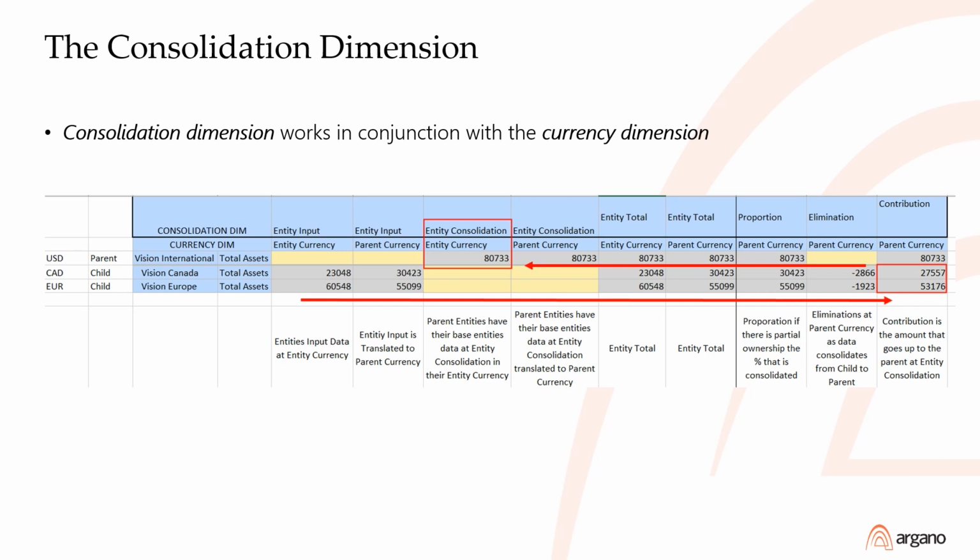Entity total then moves over to proportion, and if there is ownership, it's going to take a percentage of that. In our case here, it's 100%. Here's the elimination. This is the amount that eliminates at parent currency as the consolidation from the child to the parent. And we can see here, this is a contribution. And contribution, again, is simply proportion plus elimination equals contribution. Contribution on the child entity then moves over, as we talked about, to entity consolidation on the parent, and then the process repeats itself as you move up the hierarchy.